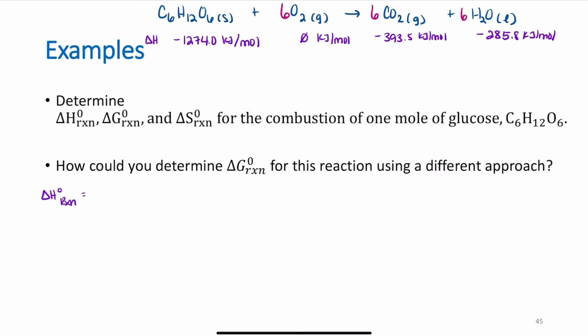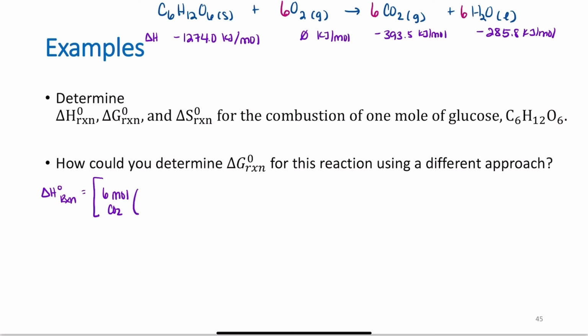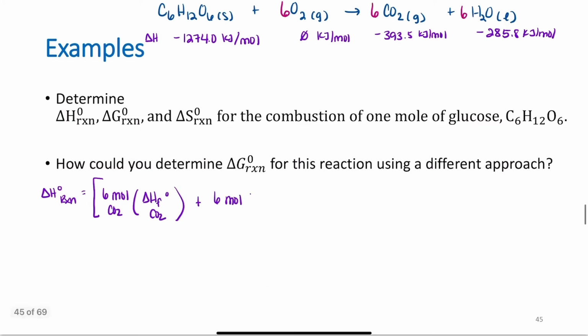So the way I'm going to do this, I'm going to do the products minus reactants thing. So it's going to be the sum of the number of moles, so 6 moles CO2 times delta H formation of CO2 plus 6 moles of water times delta H formation of water.